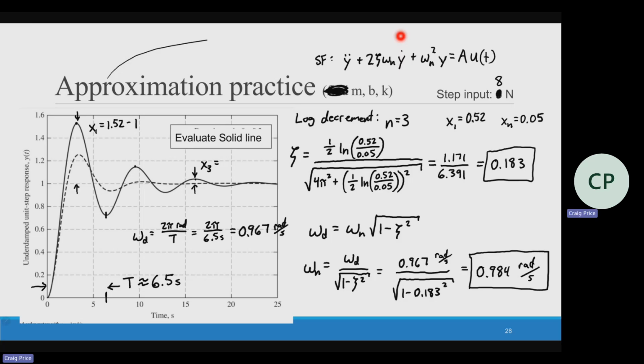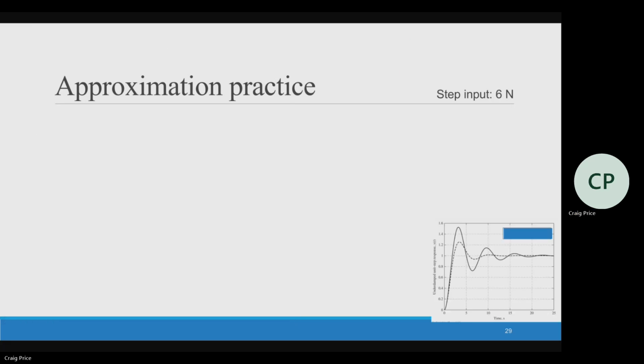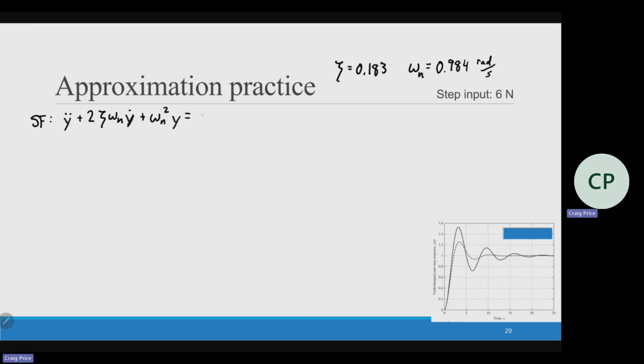Okay, so we got 0.183, 0.984. So damping ratio 0.183, natural frequency 0.984. Let me put that standard form equation up again. So standard form is y double dot plus 2 zeta omega_n y dot plus omega_n squared times y equals some kind of constant times our input.